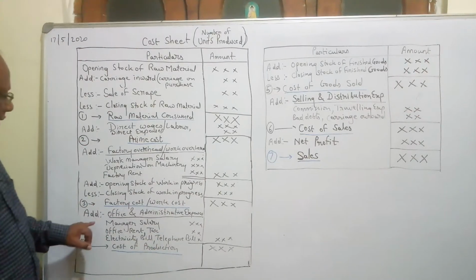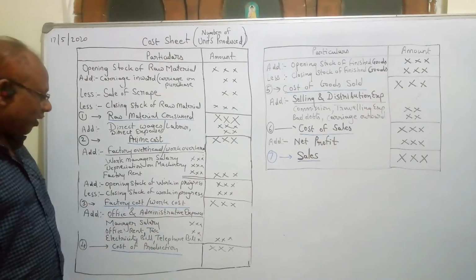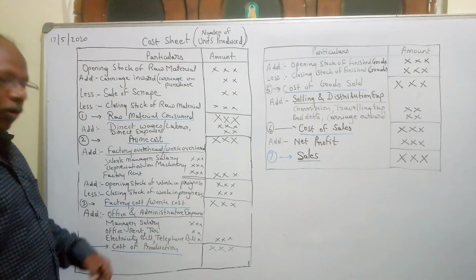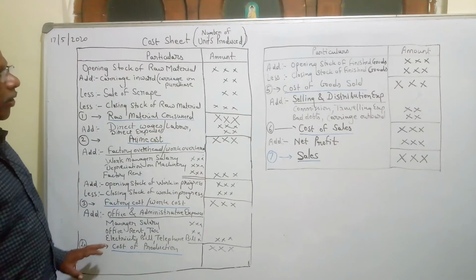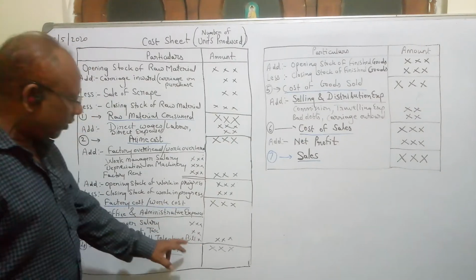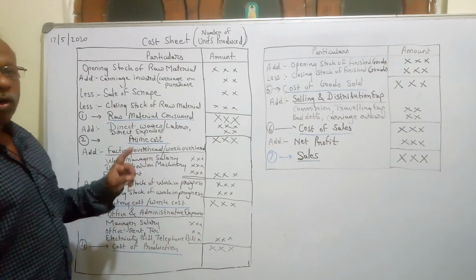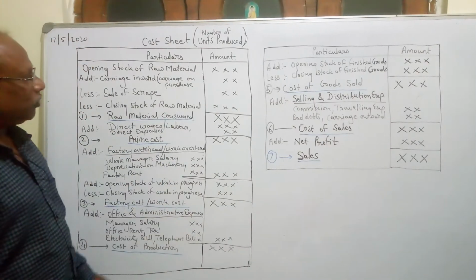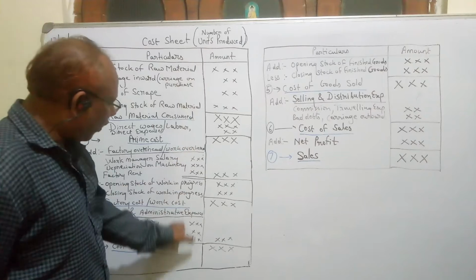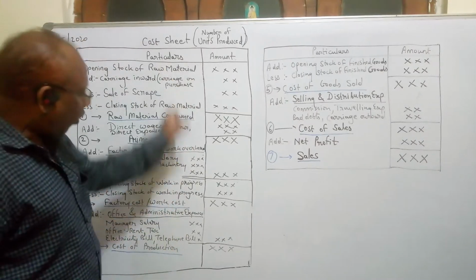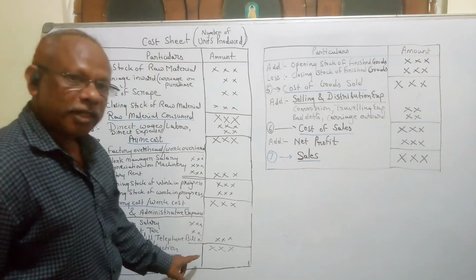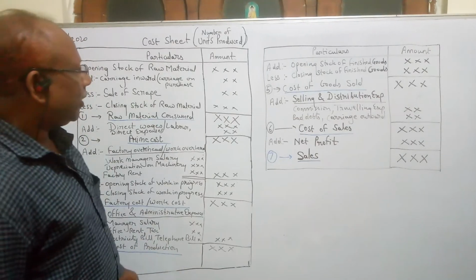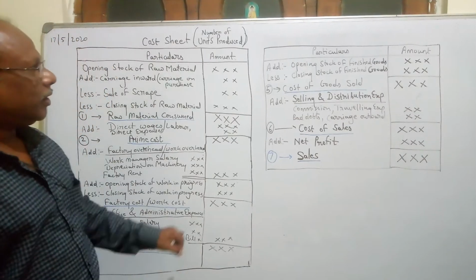After adding office and administrative expenses to factory cost or work cost, we get cost of production. From cost of production, we can find out the cost of each article or each unit. So we can also draw one column here to show the cost of each unit.